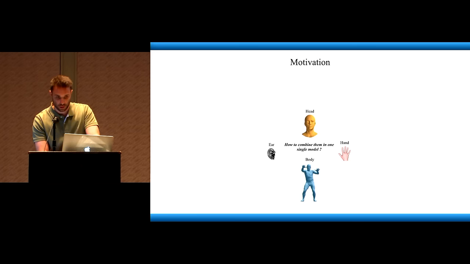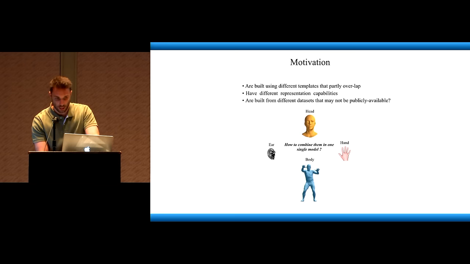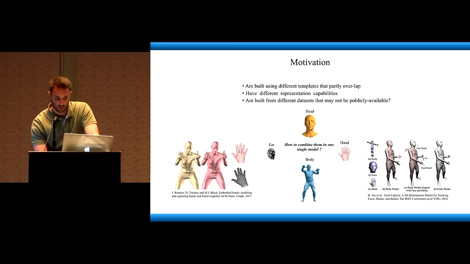Is it possible to combine two or more 3D morphable models that are built, albeit using different templates that perhaps only partly overlap, have different representation capabilities, and are built from different datasets that may not be publicly available? Recent works that aim at predicting the 3D representation of more than one morphable model try to solve this problem with a part-based approach, where multiple separate models are fitted and then linearly blended into the final result.